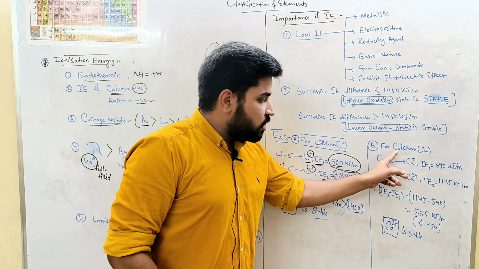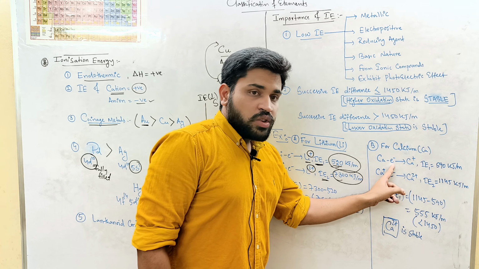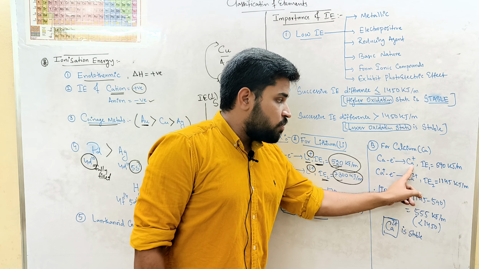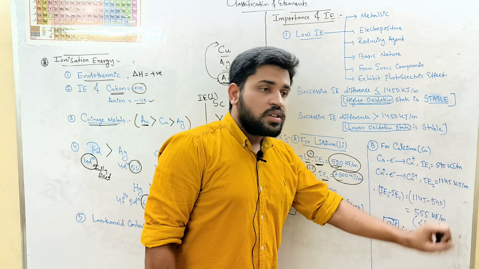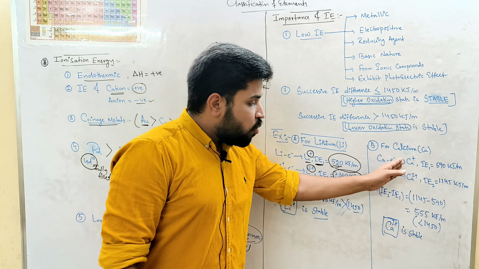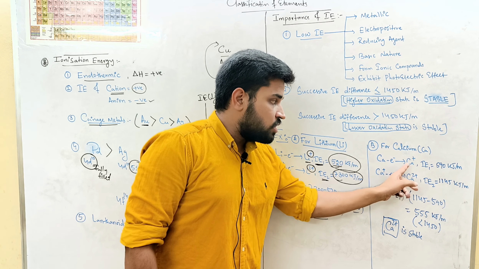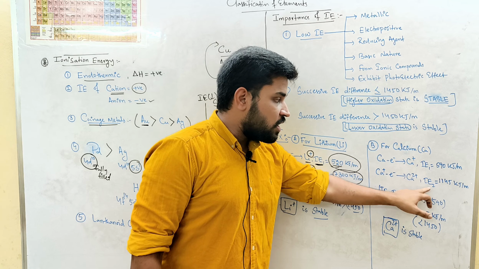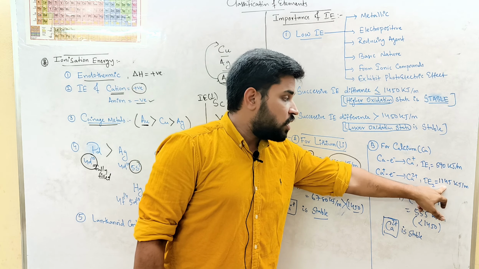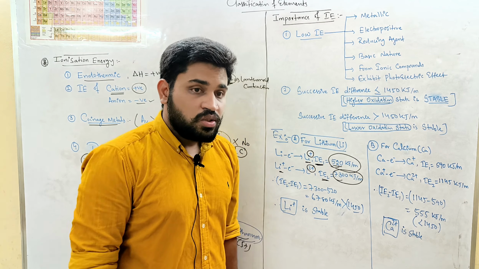Next, for calcium, if you remove one electron from calcium, it becomes Ca plus, a unipositive ion, and its first ionization energy is 590 kilojoule per mole. If you remove one more electron from Ca plus, what is going to happen? It will become Ca2 plus. What is its ionization energy? 1145 kilojoules per mole.